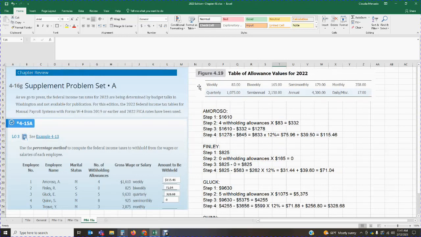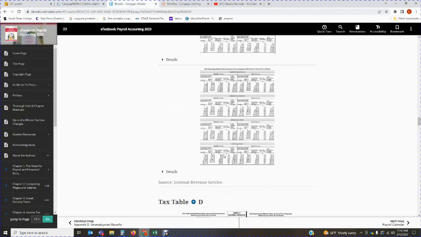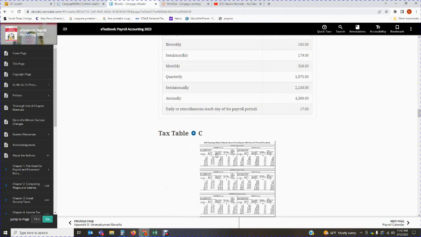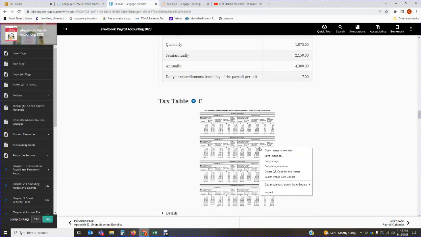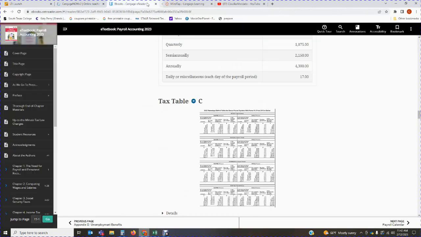Make sure that you refer to the table of allowance values for 2022, figure 419 in your book. Make sure that you are looking at the right tables for this problem. We are doing the supplement, so this is for any W-4s from 2019 or earlier. So when you look at your ebook, you're looking at tax table C. Okay, when you're looking at your tax table, make sure that you carefully review whether the person is single or married, because I have a lot of students make that mistake. They're looking at the wrong table. Make sure that you locate the correct table. We've got weekly, bi-weekly, semi-monthly, monthly, and so on. All of the tables are included here.